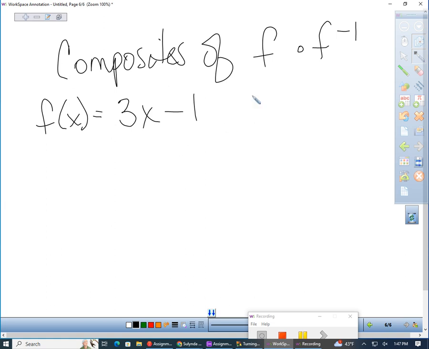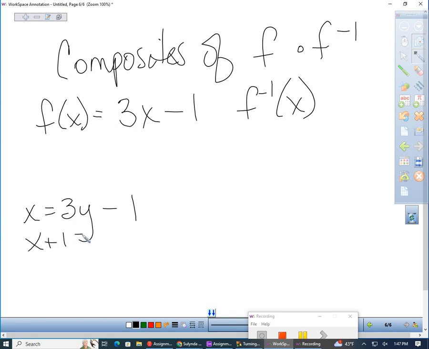If I were to find its inverse, so let's find its inverse together so we can talk about this. We would first switch our x and y around. So I'd have x equals 3y minus 1. Add 1 over, so x plus 1 equals 3y. And so my inverse, I would divide both sides by 3. So my inverse would be x plus 1 over 3. Do we agree with that?